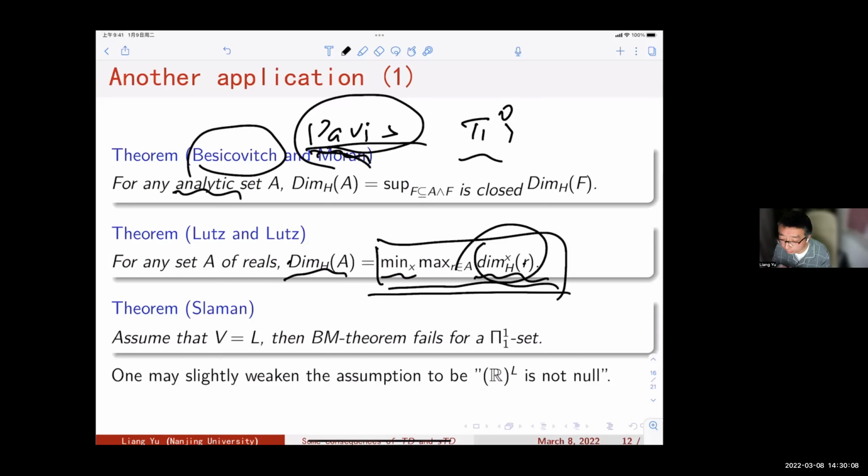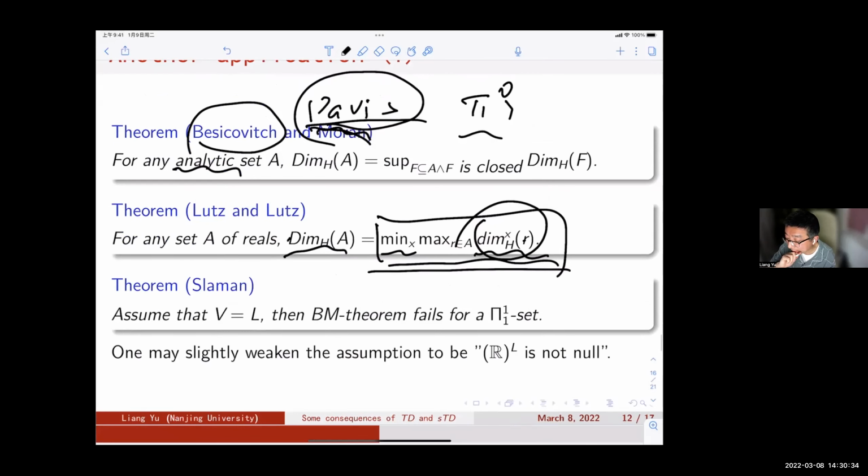This is like the measure theory result, the Hausdorff dimension version of it. It's like Schnorr randomness: it means there is an X such that every real in A is not X-random, not Schnorr random.